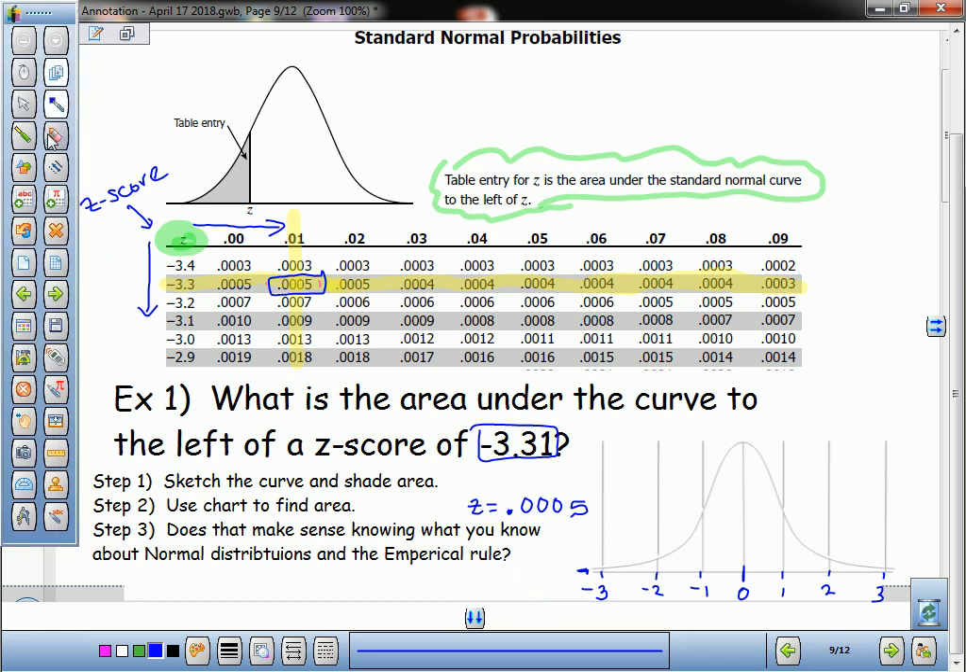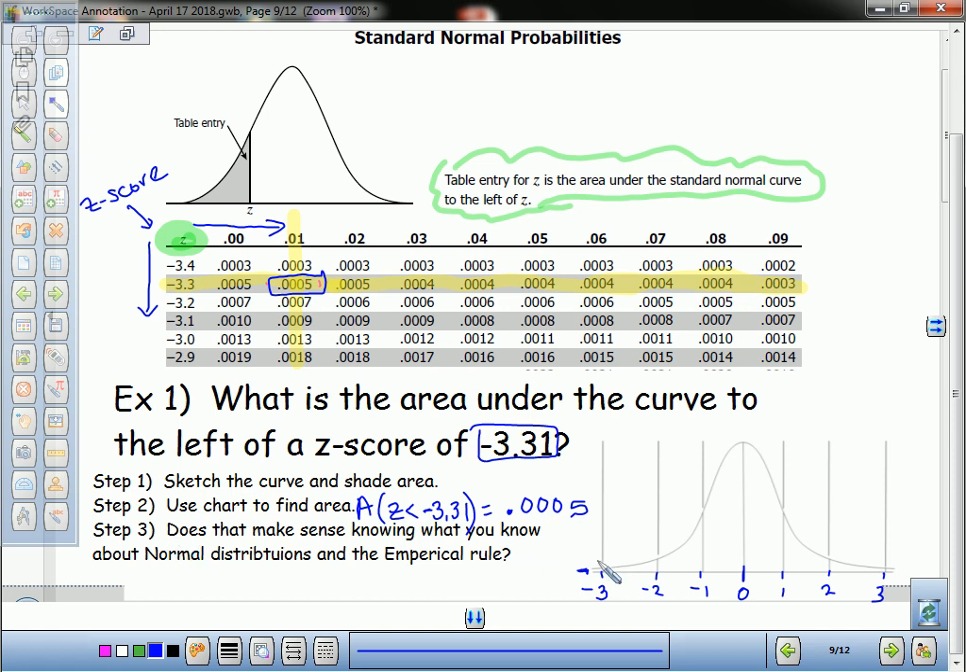Hold on, I just wrote that wrong. That's the area under the curve. So the area under the curve corresponding to a z-score of -3.31 is 0.0005. That's the way we should have written it. Now, because this always gives us the area to the left, this is a z-score that is less than, because we're looking to the left. In a minute, we're going to look to the right and talk about what that means.